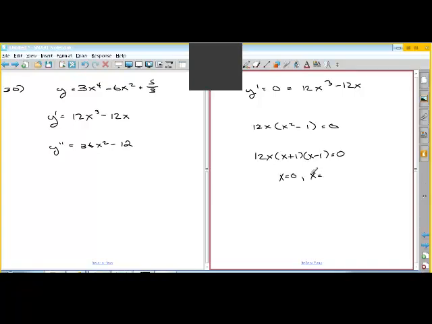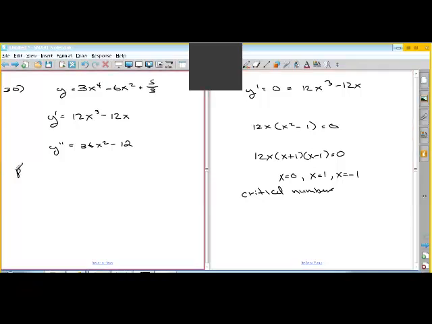So we have three critical numbers. x equals 0, x equals 1, x equals negative 1. Actually, that comes from there, that comes from there. So those are our critical numbers. Those are possible values of x where we have minimums or maximums, possible values of x where the function changes from increasing to decreasing. But it doesn't guarantee it.